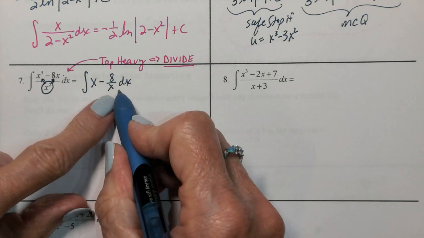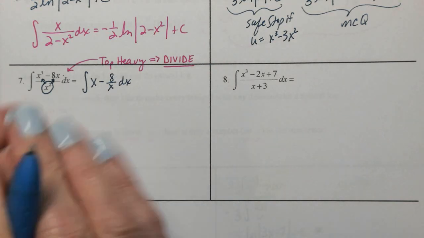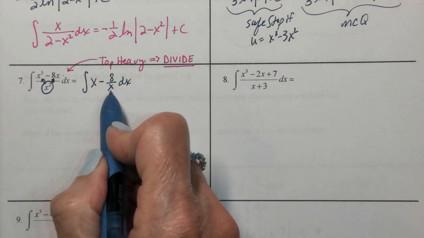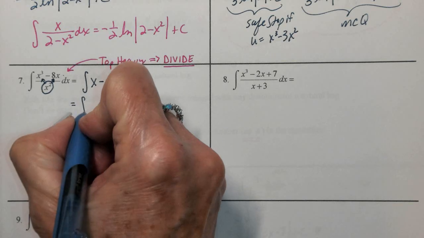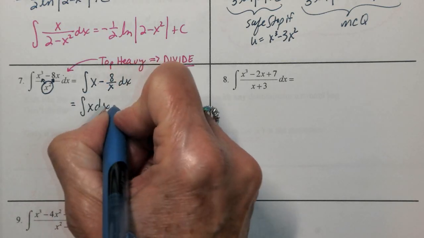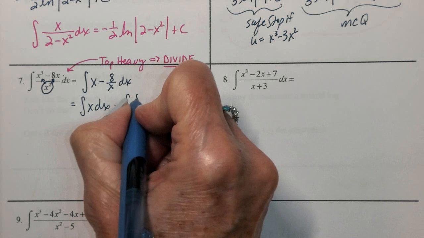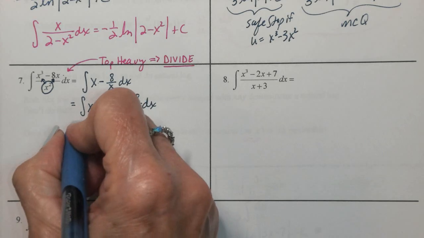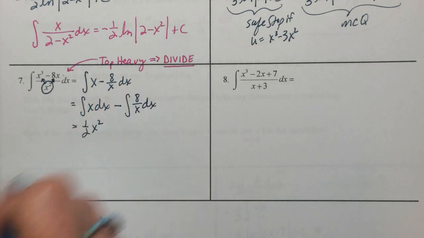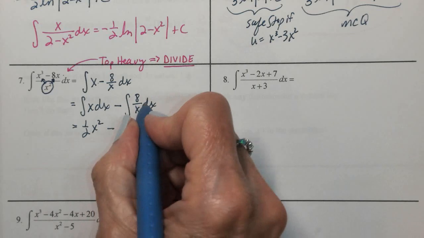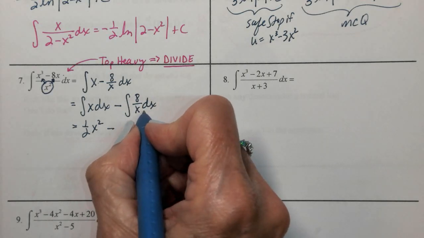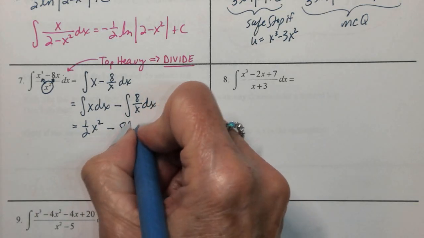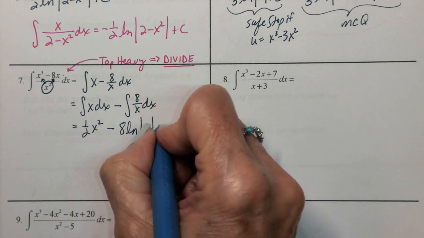Now normally I would bring that to the top and give it a negative power, but I'm not going to because it's linear. Now this little bottom is linear. Remember that we can take the integral of x, the first thing, minus the integral of the second thing, right? So this is 1/2 x squared for the first integral minus, I don't have to do a u sub, it's already just an x. This is 8 ln absolute value x plus c.